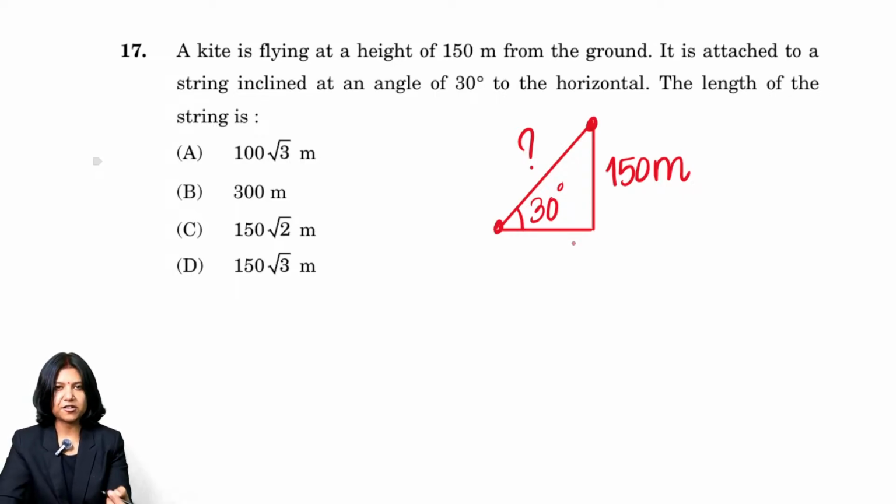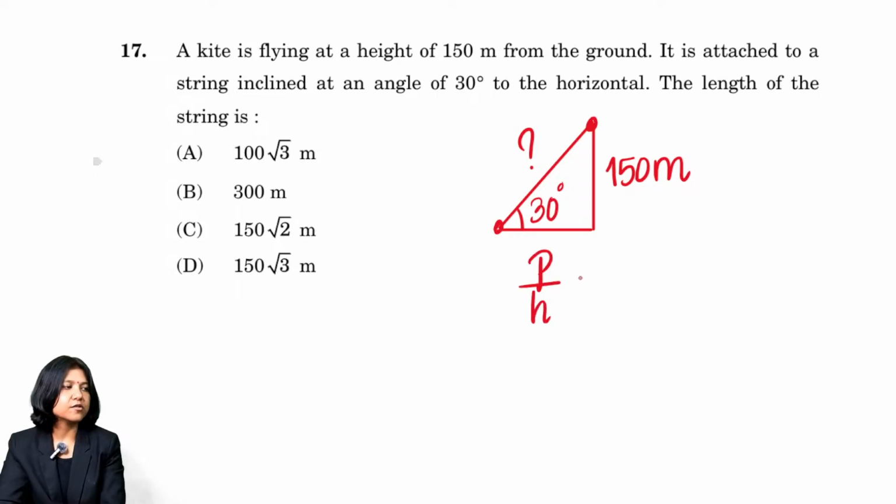Okay, in many curricula, I have to teach it likewise. So in CBSE, we study perpendicular, base and hypotenuse, right? The perpendicular is given to you as 150, and the hypotenuse is missing. Which ratio connects perpendicular to hypotenuse? Sine. So perpendicular upon hypotenuse has to be equal to sine theta. Here theta is 30 degrees.